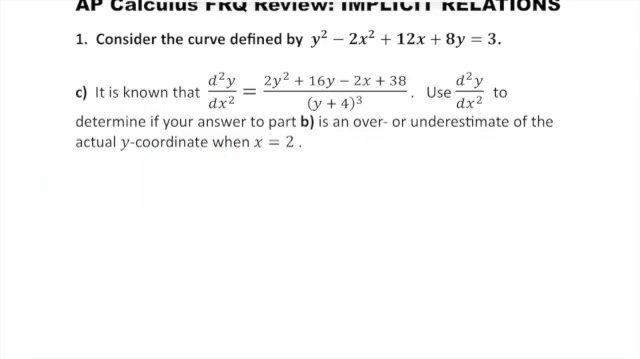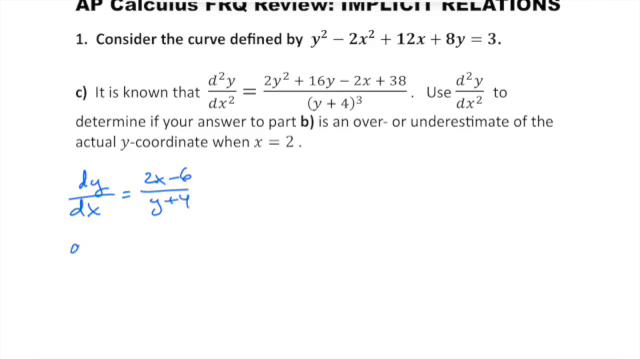So you need to know about the concavity of the function. And that's why they've explicitly given you this. Sometimes they make you find it on your own. But we have the second derivative right here, this big elaborate fraction, and it says use this to determine if it's an over or underestimate. So we're going to take that same derivative here. Again, if you were doing the FRQ, you would have all this right in front of you. So dy/dx is (2x minus 6) over (y plus 4).